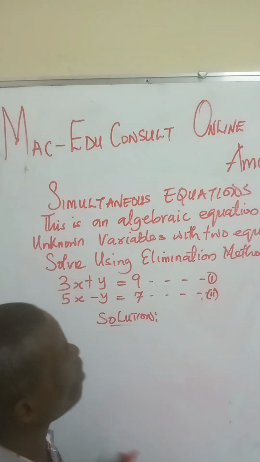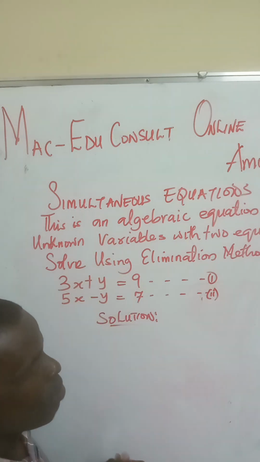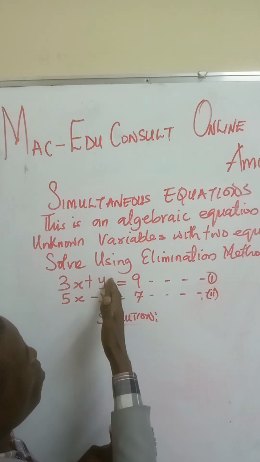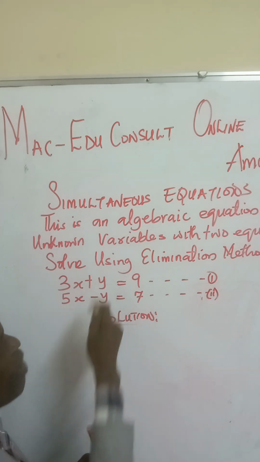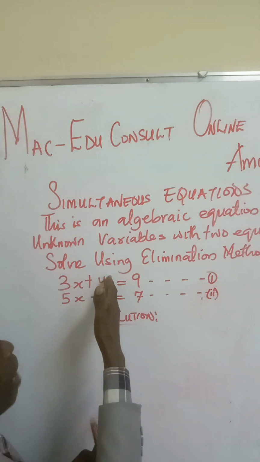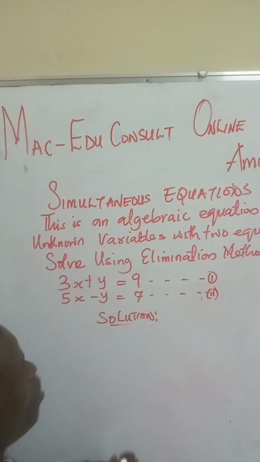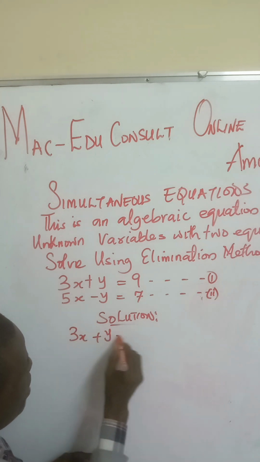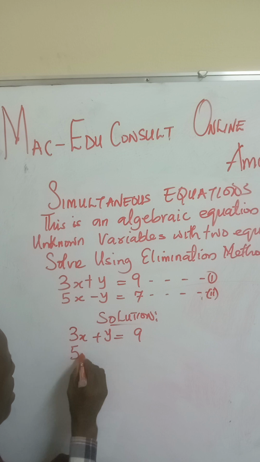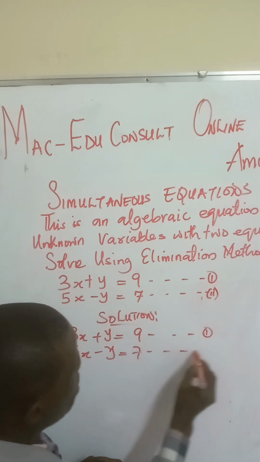Now if I'm using the elimination method, that means I need to eliminate either the x or the y variable. But if I look at this clearly, the coefficient of my x variable is 3, and the coefficient of my x variable in the second equation is 5, so I cannot eliminate easily. But if I look at the y variable, the coefficient of this y is 1, while the coefficient of this y is minus 1. So it becomes easy to do elimination here. All I need to do is represent this as plus y equal 9, and this as minus y equals 7. This is my equation 1. This is my equation 2.